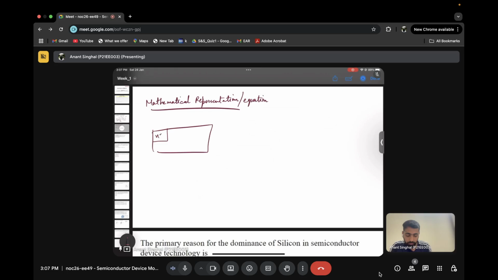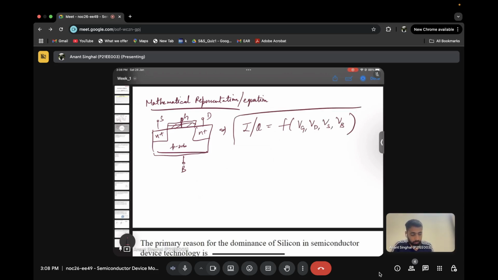Let me start with the MOSFET. Let's say we have an N-type MOSFET, which has a P substrate. We know this is the source, this is the drain. We have an oxide, and then we have a gate, and we also have a body in a MOSFET. So in very basic terms, I can say the current or charge of this device is a function of the terminal voltages, whether it's gate, drain, source, or body. This equation, or the representation of these, is nothing but a compact model.